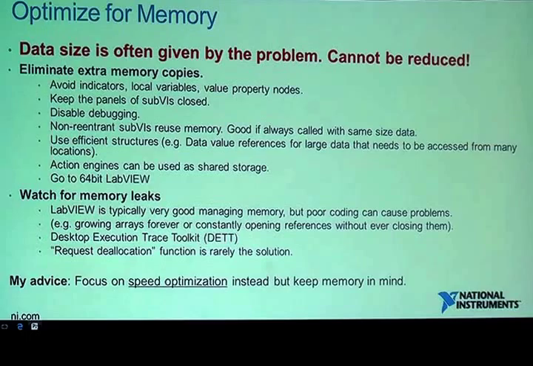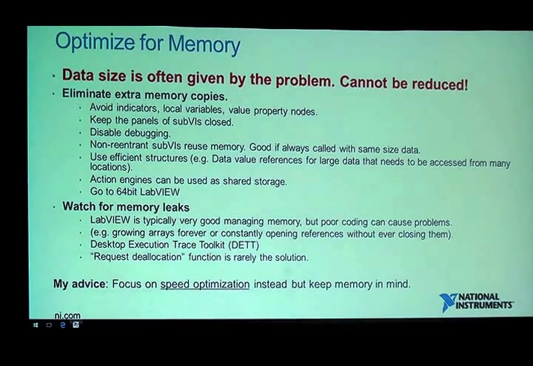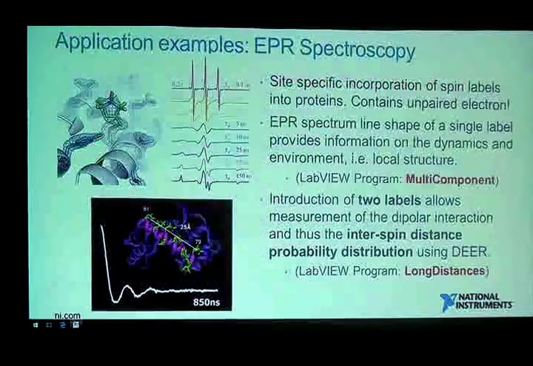If the VI is fast, it most likely won't run out of memory that quickly, unless you do something weird.